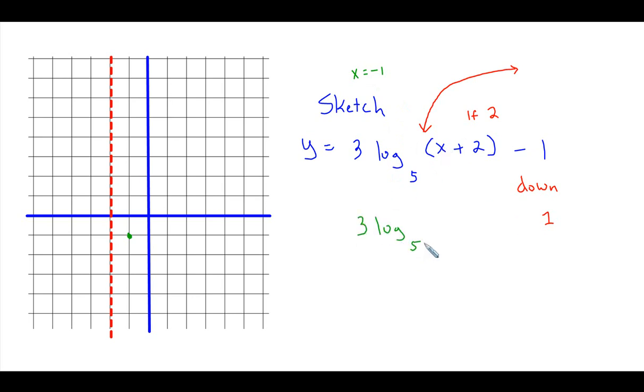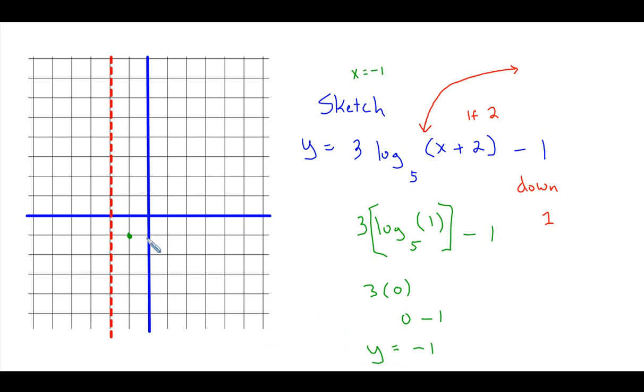3 log base 5 of (-1 plus 2), and we're just going to get 1, right? If you just focus on this part right here, 5 to what power will give you 1? Well, it's going to be 0. So we get 0 times 3, which is just 0, minus 1, so we end up with -1. So if we actually plug in the x and do the work, you notice that when x is -1, the y is going to equal -1.